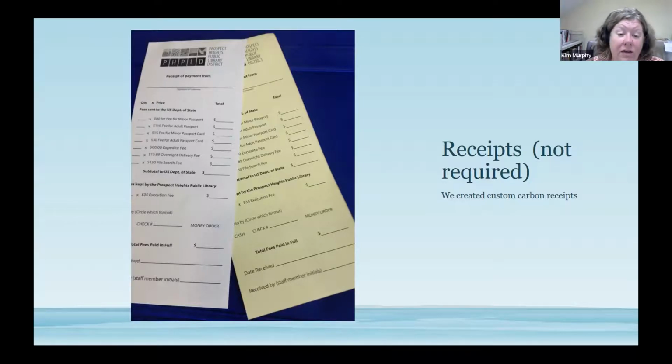Down below, you can kind of see for the expedite fee, I keep track of either whether they paid me in cash or check and what the check number is. And then again, that's for my auditing purposes.